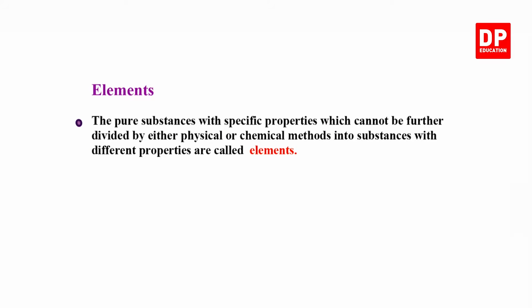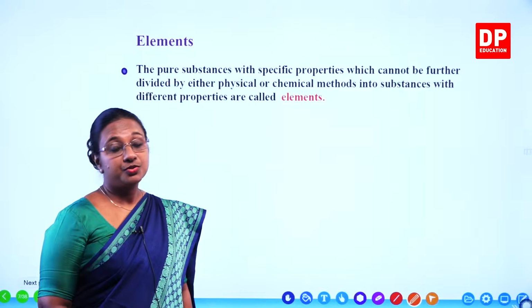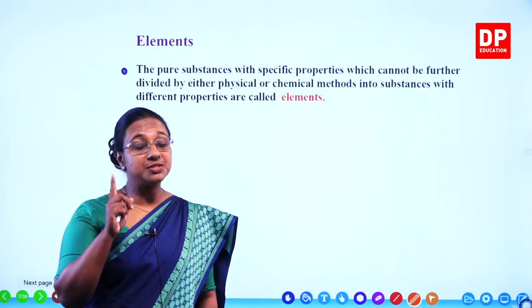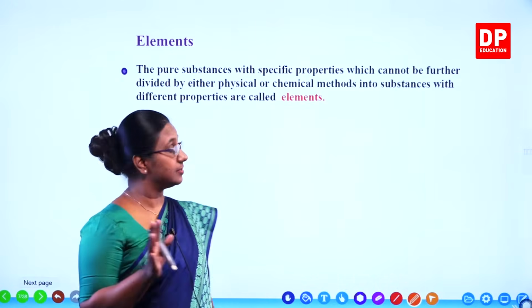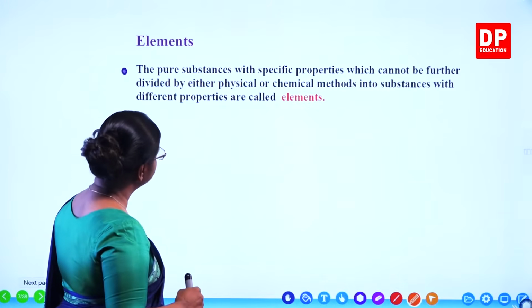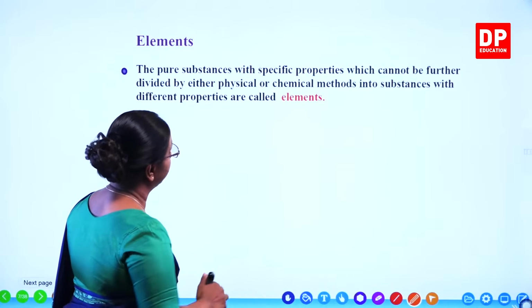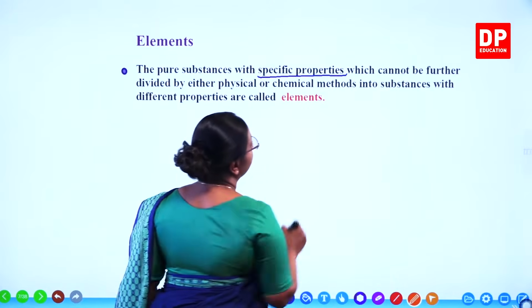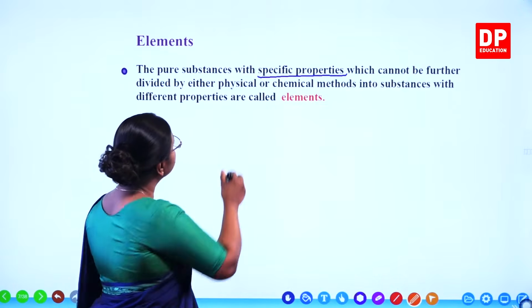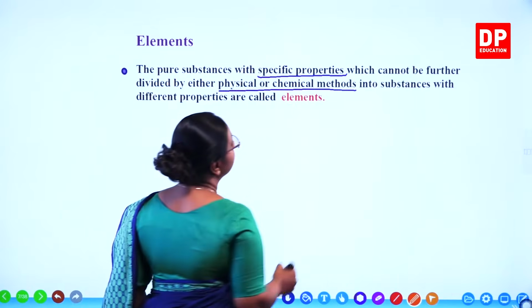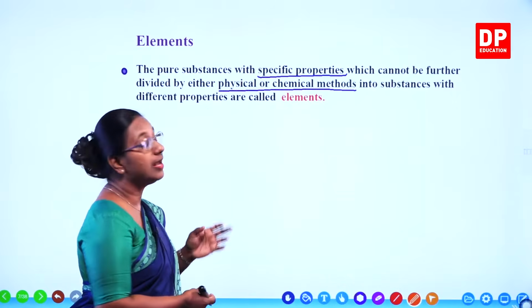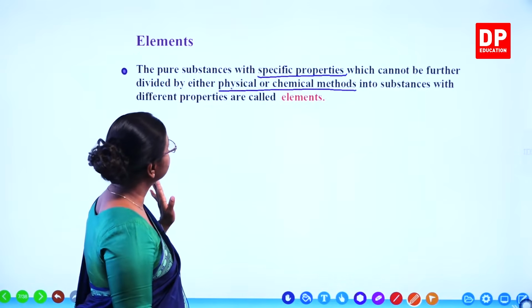Then we will discuss what elements are. You already know they are pure substances. That means they are made up of just one type of constituent particles. So if we look at what elements are: the pure substances with specific properties, that is one term you have to understand, which cannot be further divided by either physical or chemical methods into substances with different properties are called elements. We'll try to understand that.